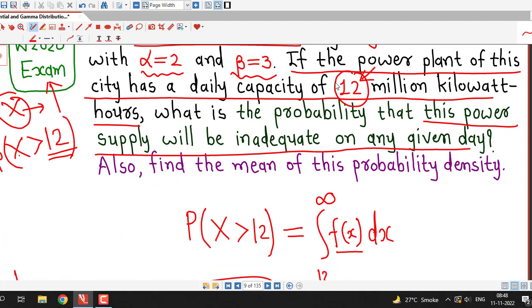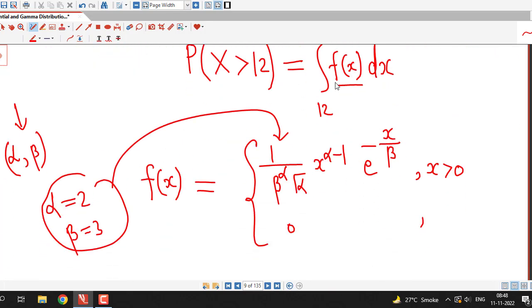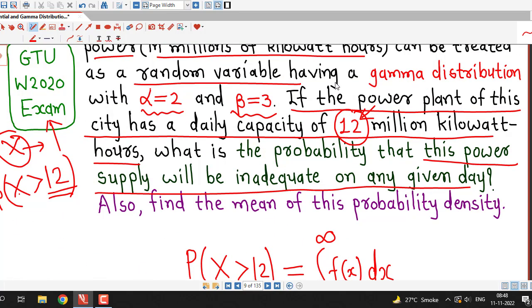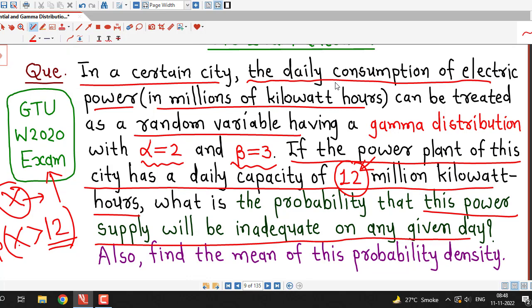So this is a very simple question. You have to just remember the PDF of a gamma random variable, and it is already given that this problem is of gamma distribution.